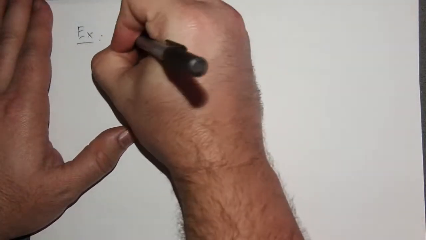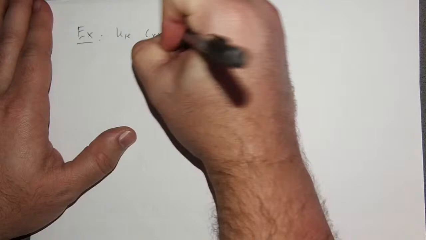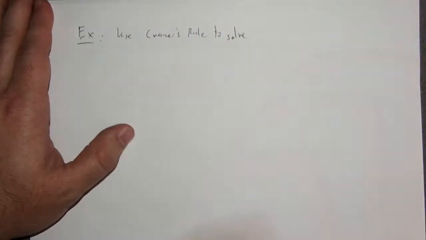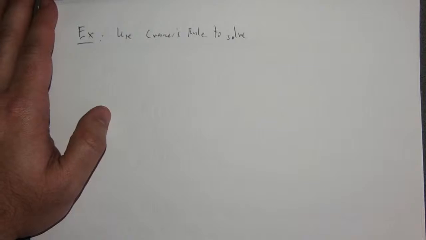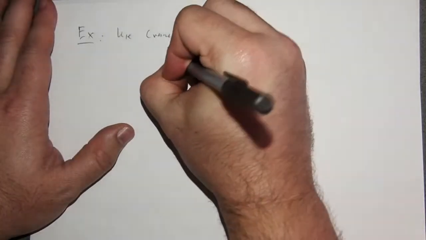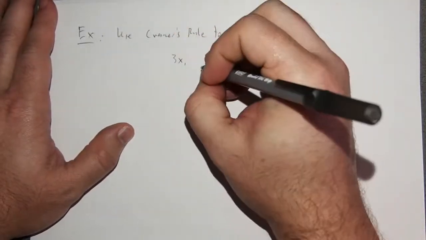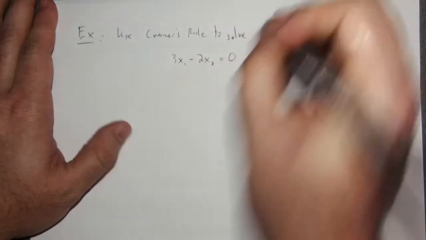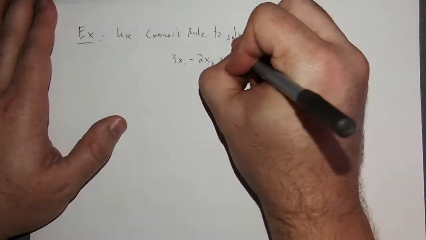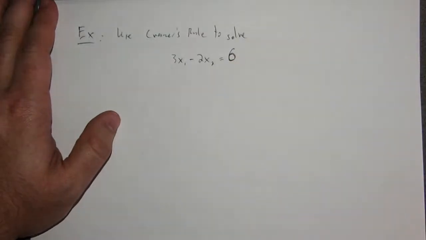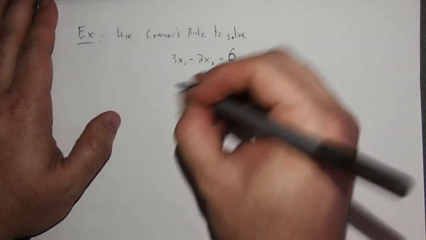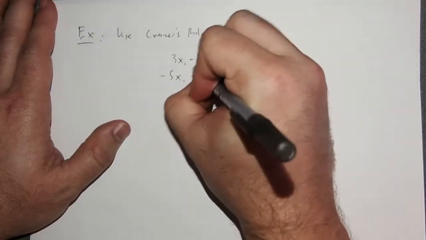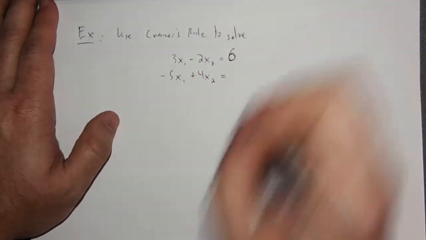So I want to use Cramer's rule to solve the following system, which is 3x sub 1 minus 2x sub 2 is equal to, no, not 0. Let's make it 6. So 3x sub 1 minus 2x sub 2 is equal to 6, and minus 5x sub 1 plus 4x sub 2 is equal to 8.